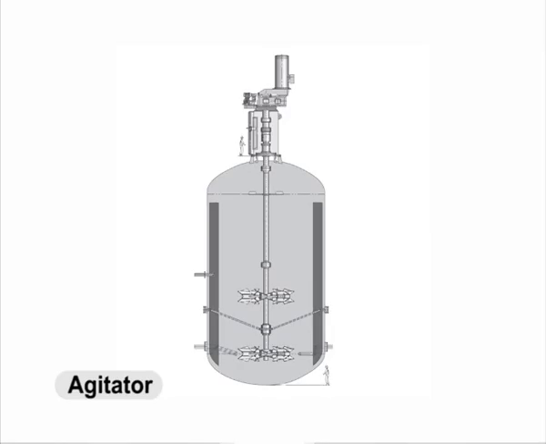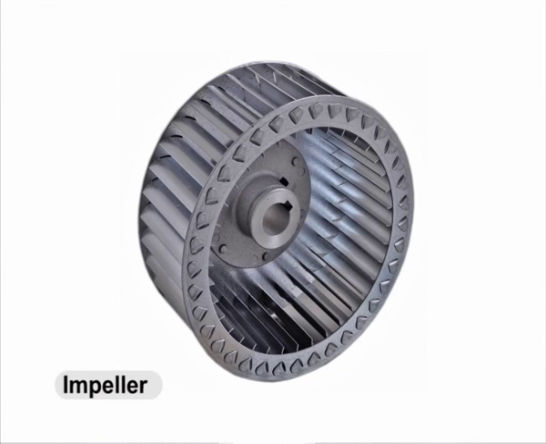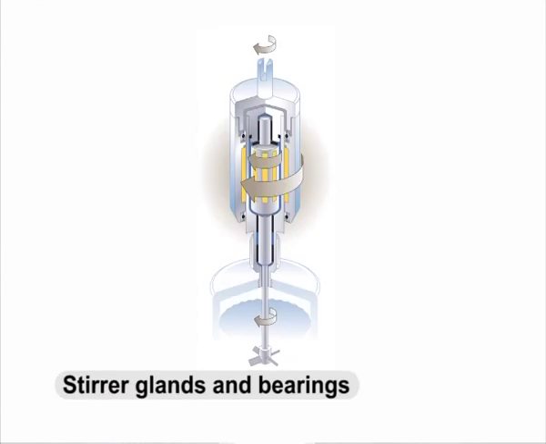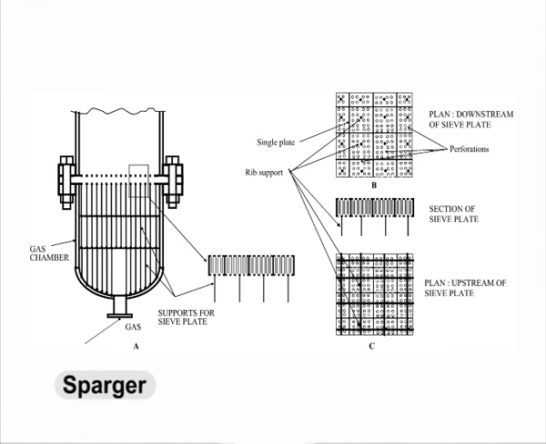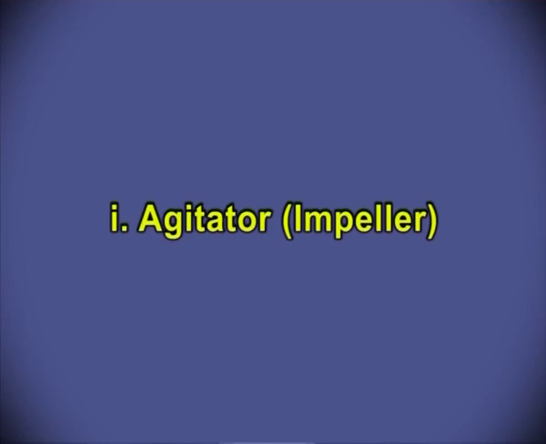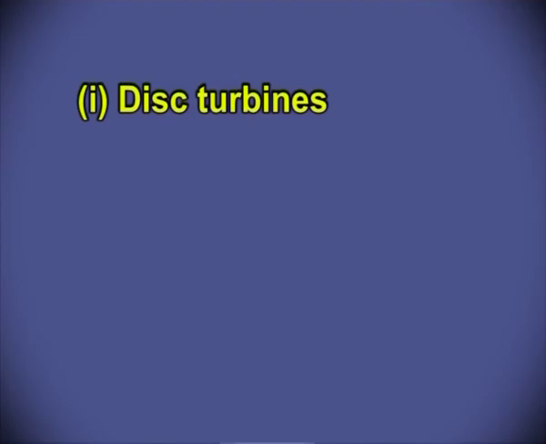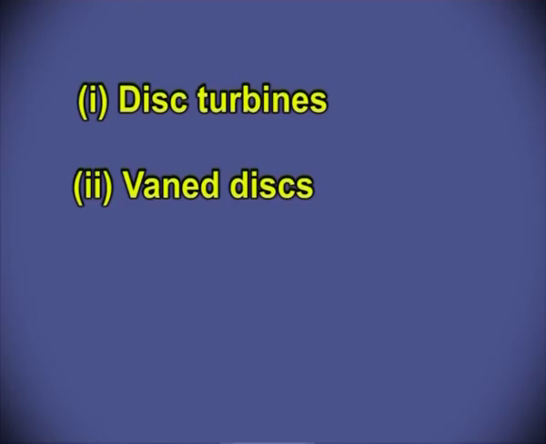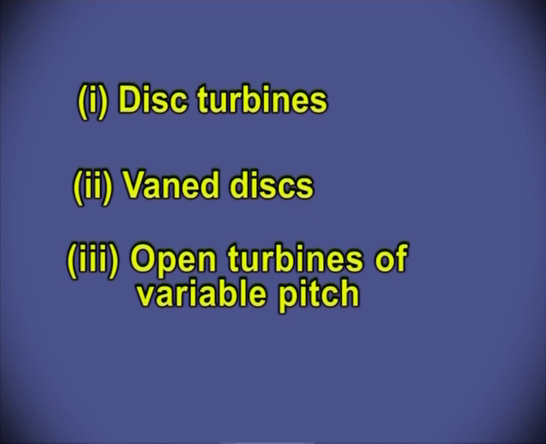Agitation and aeration. The following components of the fermenter are required for the aeration and agitation. 1. Agitator, it is also called impeller. 2. Stirrer glands and bearings. 3. Baffles. 4. Sparger for the aeration system. 1. Agitator, as I said, it is also called impeller. Agitators are of several different types. For example, disc turbines, vaned discs, open turbines of variable pitch and propellers.